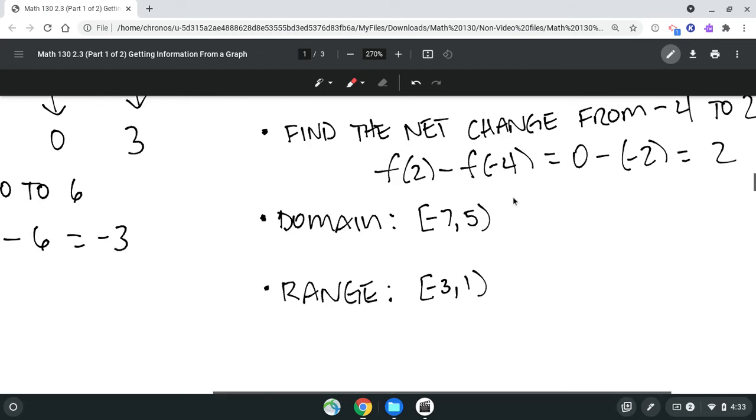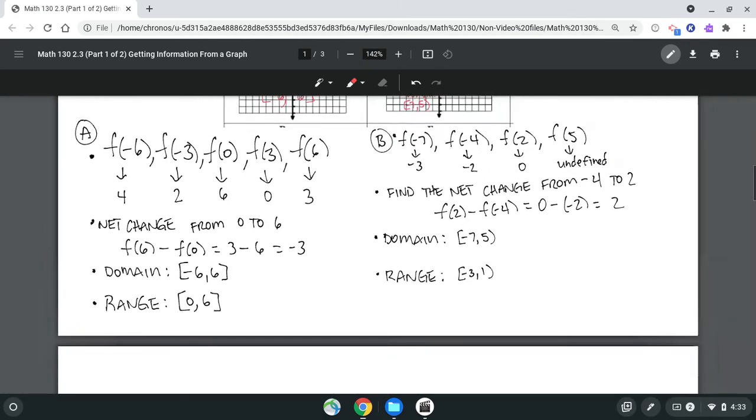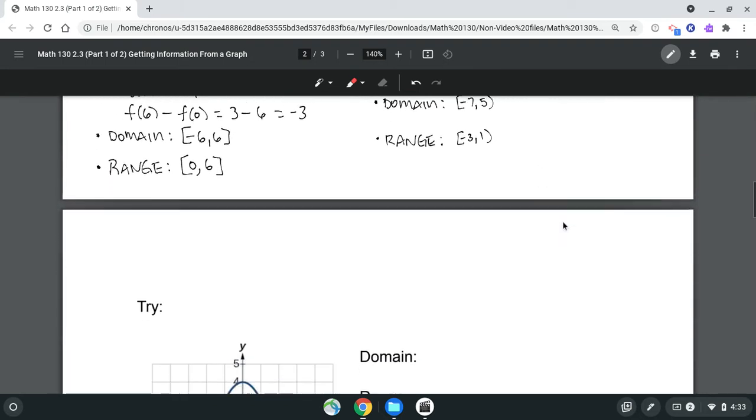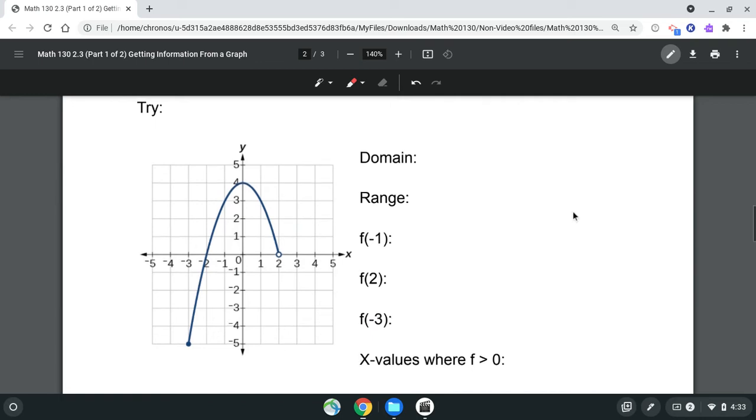All right, very good. Okay, let's go ahead and take a look at this next one. Okay, so go ahead and try this one. See if you can find the domain, the x values being used. See if you can find the range, the y values that are being used, and see if you can find these values. Okay, and then bonus if you can find this. Okay, all right, hit the pause button and come right back.